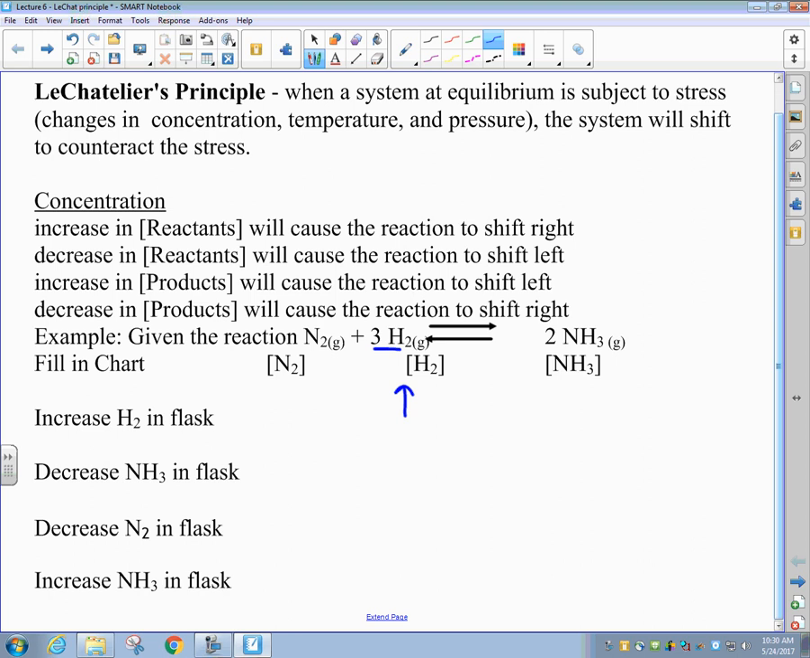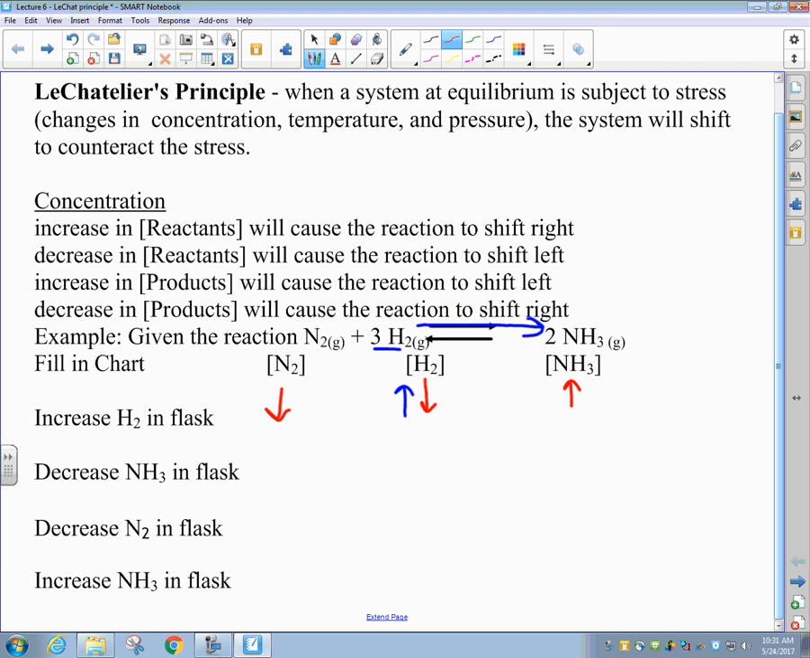So the likelihood that it's going to collide with a nitrogen molecule goes up. So the forward rate of reaction starts to go faster. The reverse rate of reaction is unaffected. So we ultimately end up seeing a shift right in material. So to reestablish a new equilibrium, we now have an increase in the concentration of NH3, and both the H2 and the N2 will decrease as a result of that to establish a new equilibrium.